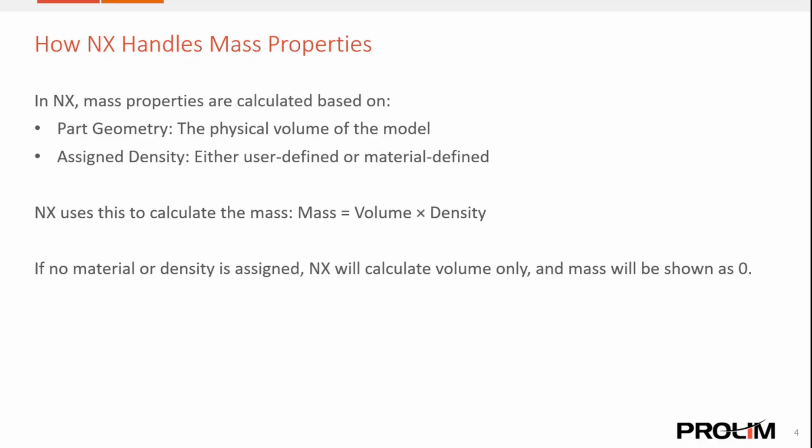However, you can still enter a density value directly into the part properties, and this is useful in early stage conceptual modeling when you're not concerned with the full material specs yet, but you still want a mass estimate. And so NX will take that part's volume, multiply it by the density, and then give you that calculated mass.